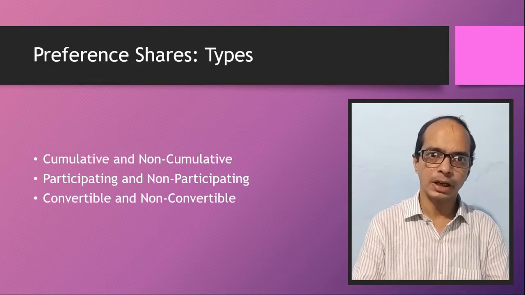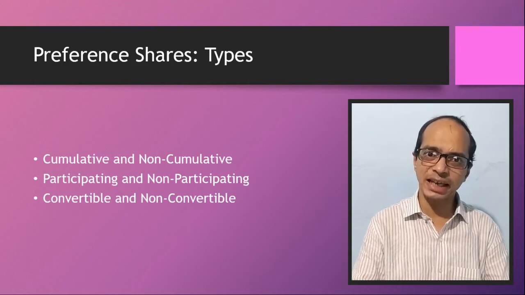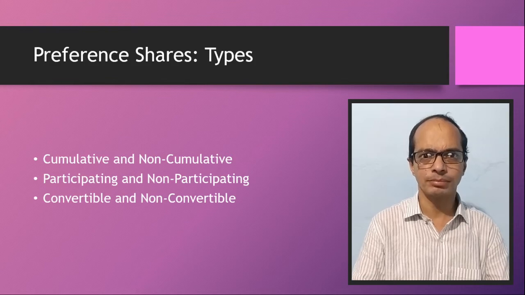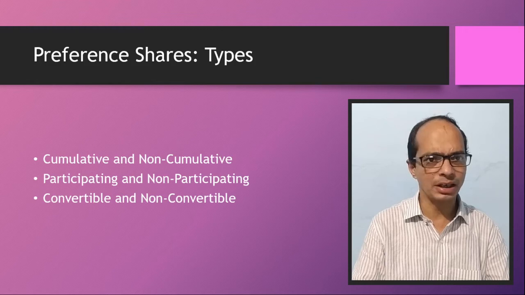Third classification on the basis of convertibility. Convertible and non-convertible preference shares. Convertible preference shares can be converted into equity shares within a specified period of time, whereas non-convertible preference shares can't be converted.